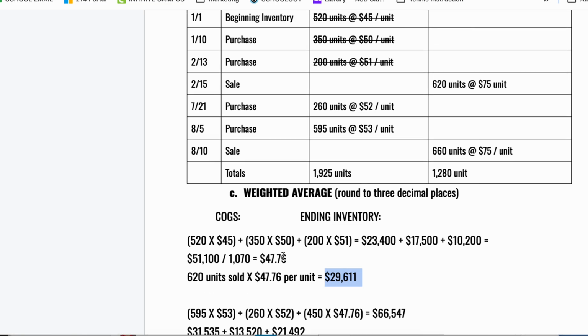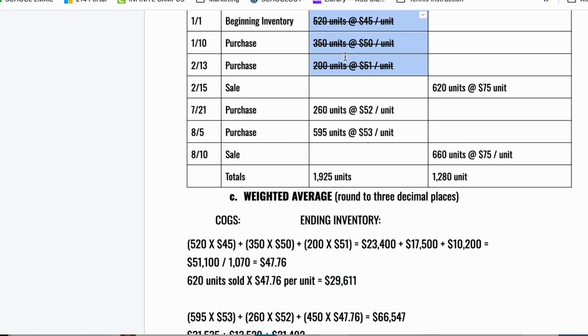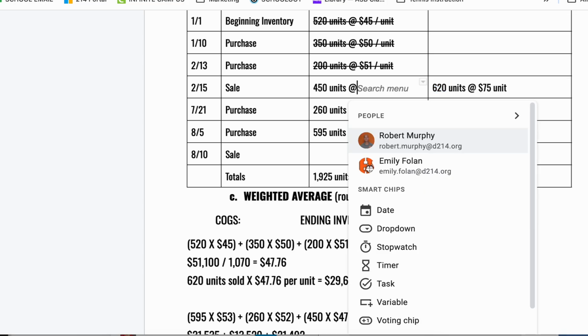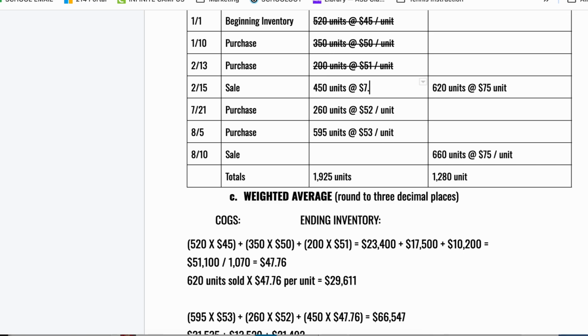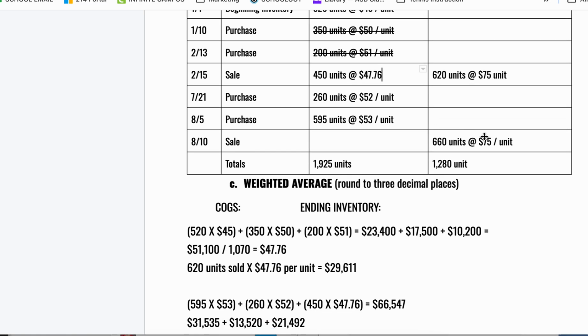Now the tricky part is I had 1,070 units. I sold 620. So the remaining 450 units are priced at $47.76. Okay. So those are priced at $47.76. So the next sale that I have, when I calculate my new average cost, I take 450 times 47.76 plus 260 times 52 plus 595 times 53, and then divide that all by these three added together.